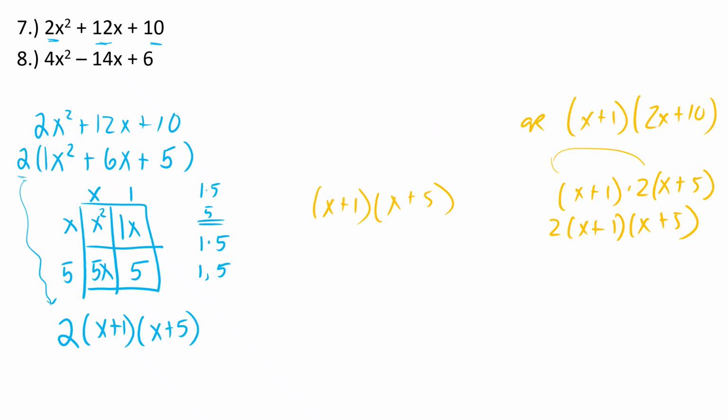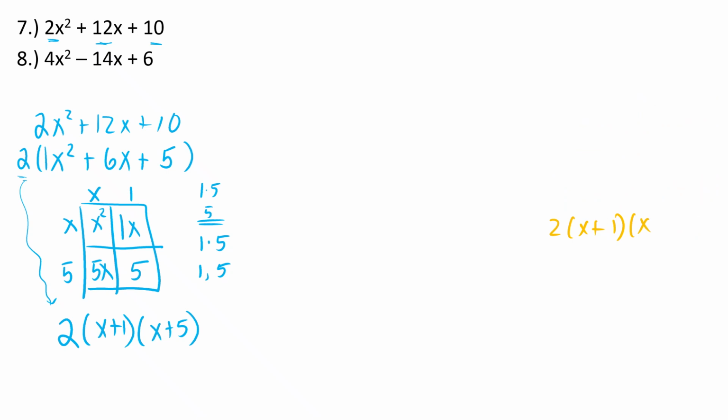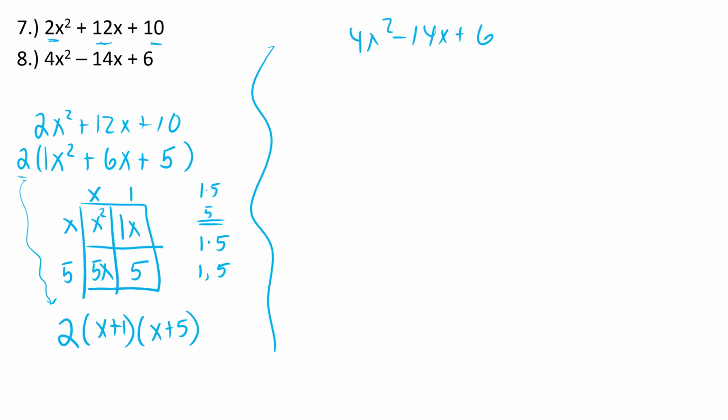All right, next one also has all even numbers. So I know that I at least have a common factor of 2. You might want to double check and see if you've got a common factor of 4 or 6 or something bigger than that. But I don't think we do. I think we just have the common factor of 2. So I'm going to go ahead and get that out.